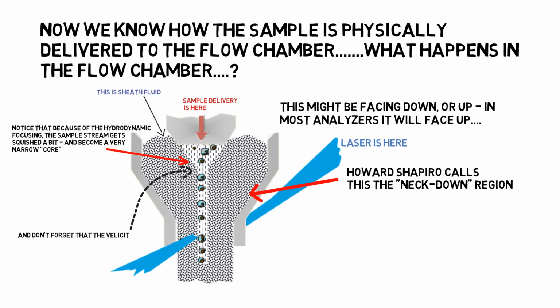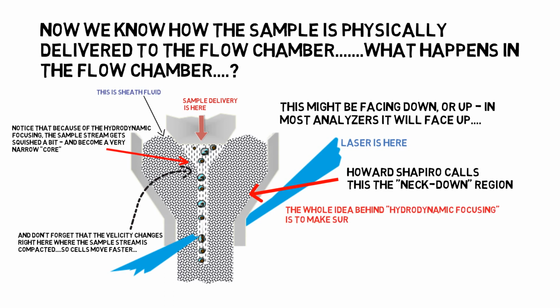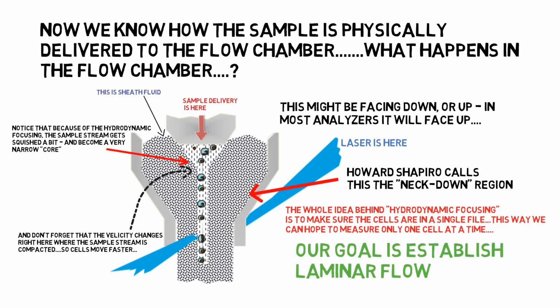Because of this narrowing of the sample stream, the velocity of the cells increases and they start to really fly through the chamber. The whole idea behind hydrodynamic focusing is to make sure that the cells are in a single file. This way, we can hope to measure only one cell at a time. Of course, the goal is to establish what we call laminar flow. I guess I better remind you about hydrodynamic focusing.